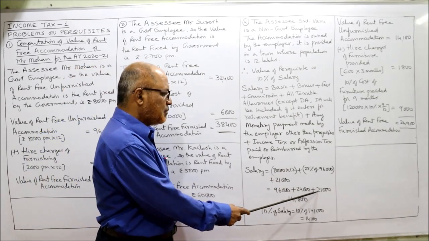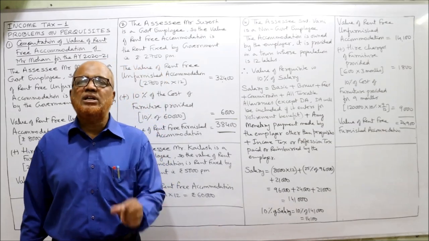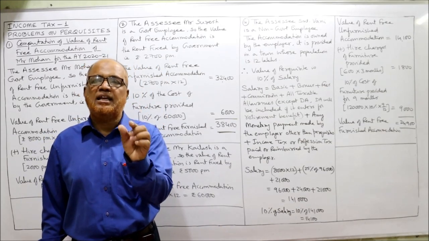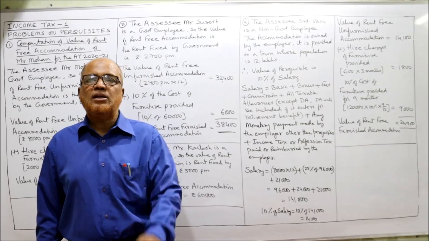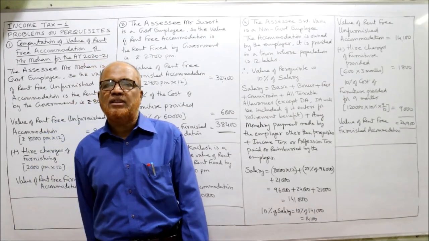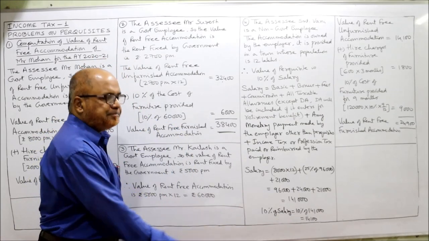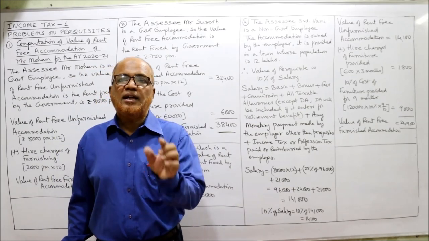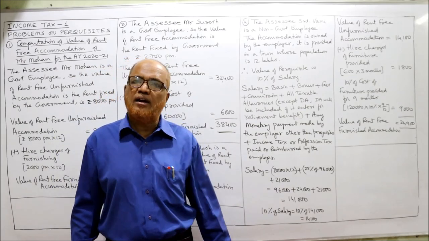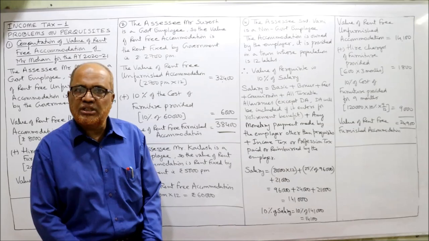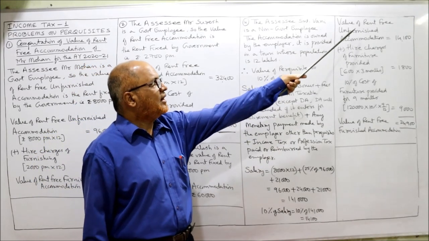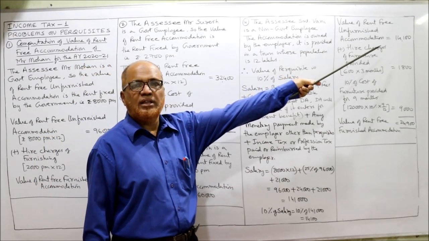96,000 plus 24,000 plus 21,000, 141,000 is the salary. Now 10% of salary, 10% of 141,000, 14,100. Got it? 10% of salary is 14,100. Now we proceed to compute the value of the perquisite. Value of rent-free unfurnished accommodation, 14,100.